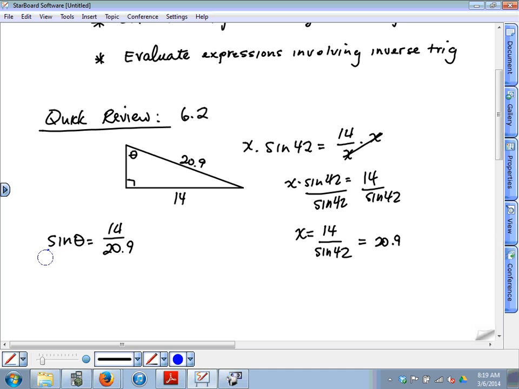That would be similar to this argument. What if it were the square root of theta equals 14 over 20.9? Would you divide by a blank square root? No, you would do what? You would square, because squaring is the inverse of the square root.